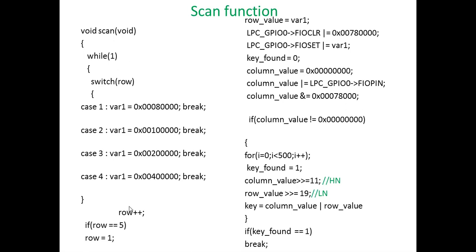So every time after incrementing the row value, it has to be checked whether row equals 5. If it is 5, we have to reset it to the initial value 1. Now the variable 1 value, which corresponds to activating the first row of the key matrix, is assigned to the variable row_value.